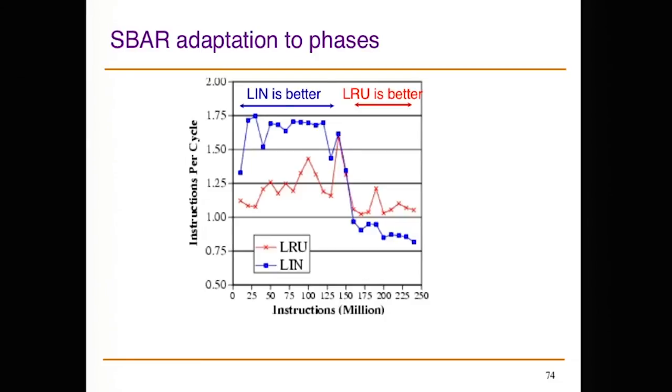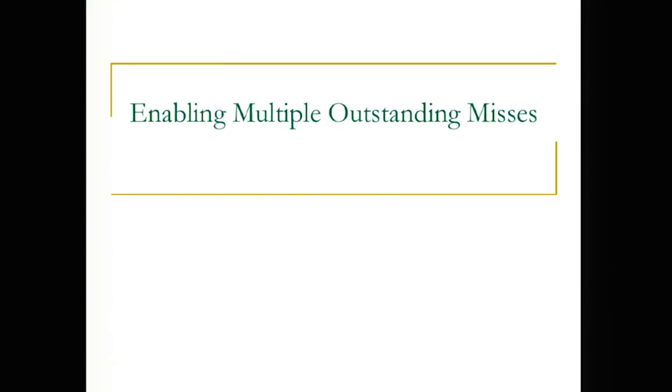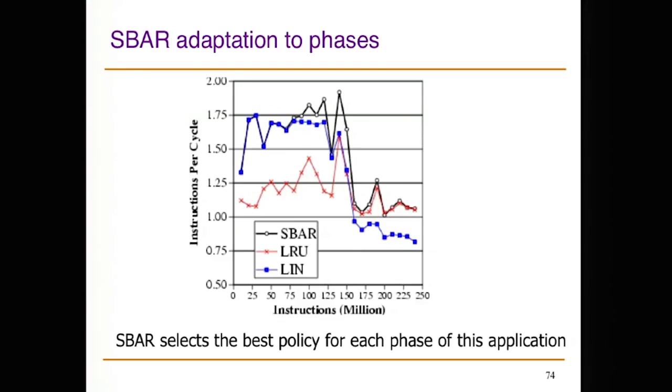Now you can adapt to it, right? If you use a hybrid replacement policy, you can adapt to the best one. And this is the curve that's followed in reality by this hybrid replacement policy. So over here, it follows almost LIN. Sometimes it does better because it gets rid of the interference. Over here, it follows the other one. Okay. So having a choice enables you to adapt to program phases, not only to different programs, but also to program phases. Of course, how quickly you can change the policy makes a difference also, right?